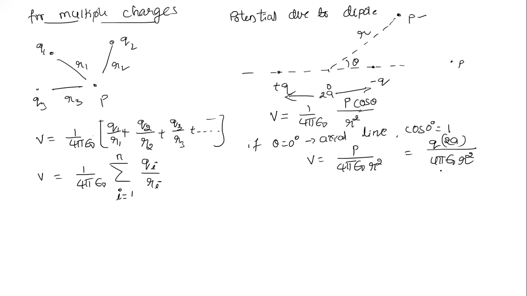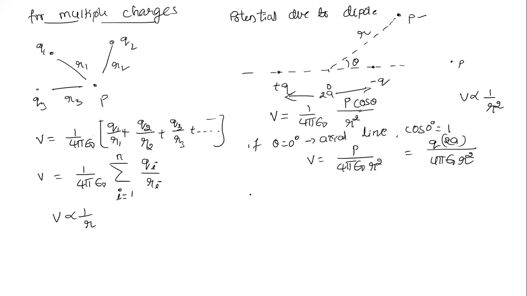Here you need to think one more way. Look at now. Potential due to a single charge, V is proportional to 1 by R. Here potential due to a dipole, V is proportional to 1 by R square. Okay, the difference is there.